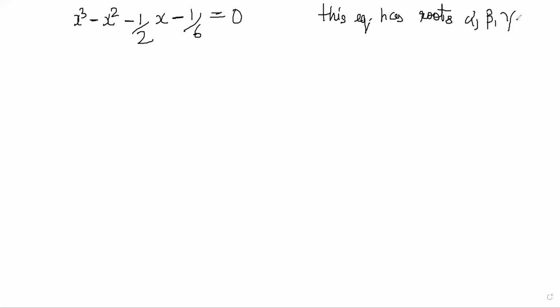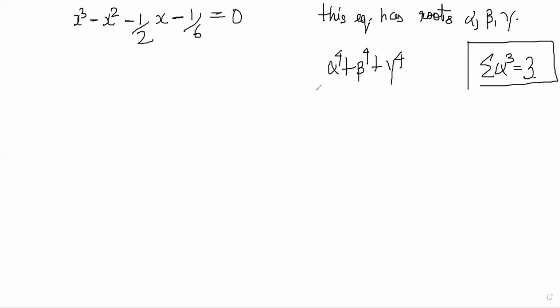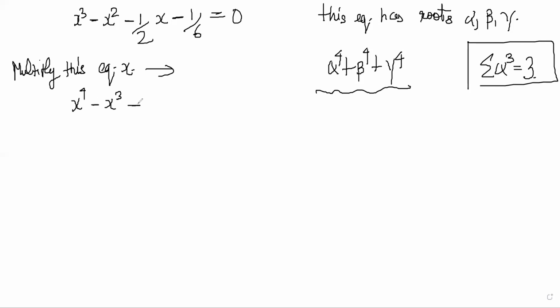alpha, beta, gamma, right? So what do we do to get alpha power 4 plus beta power 4 plus gamma power 4? We already know what summation of alpha cube is, right? Summation of alpha cube we already know, that is equal to 3. That was given in the problem statement itself. So to get this, what I have to do is multiply this equation by x. What that does is makes it a fourth degree equation like this, minus 1 by 6x, right?